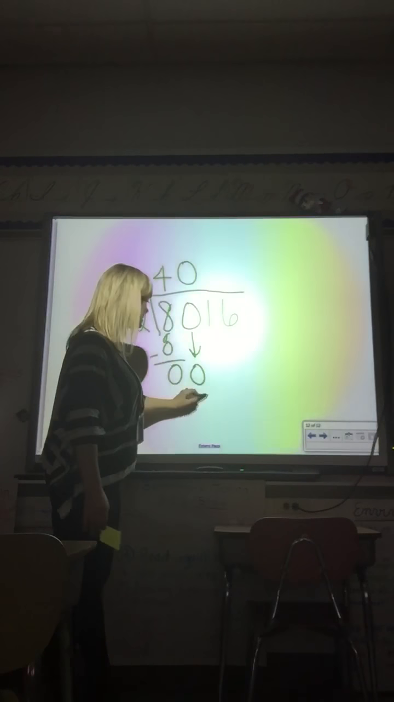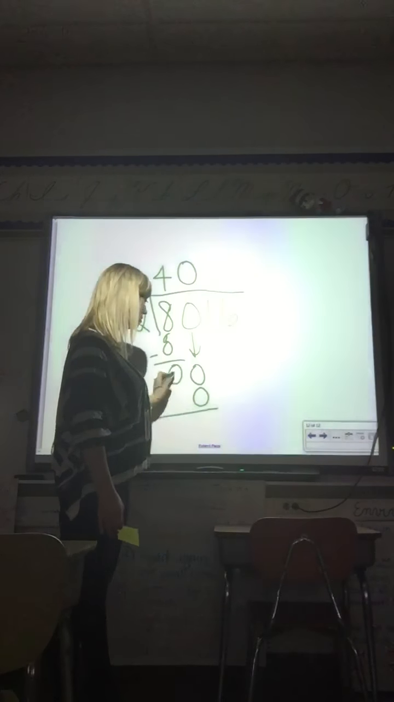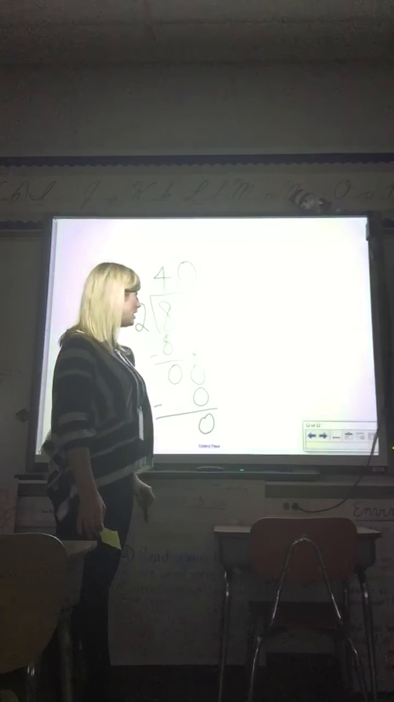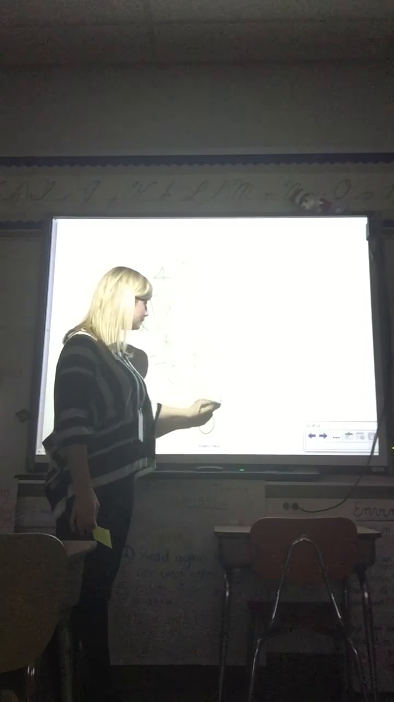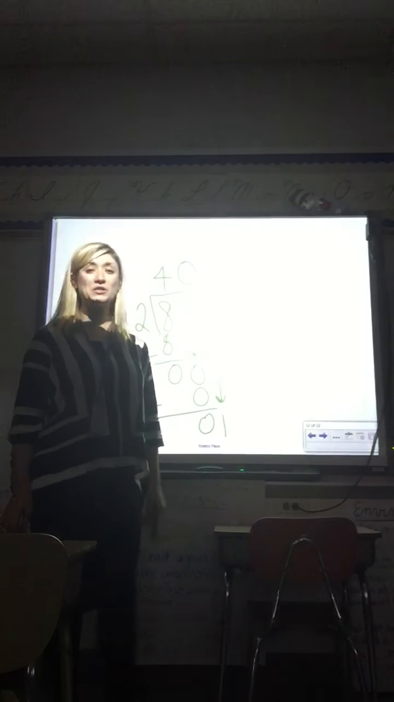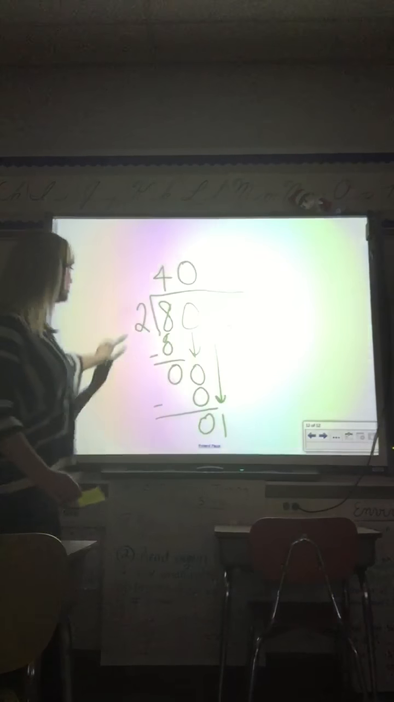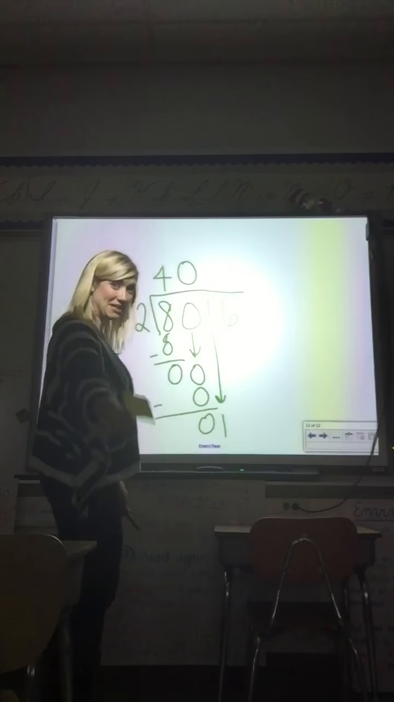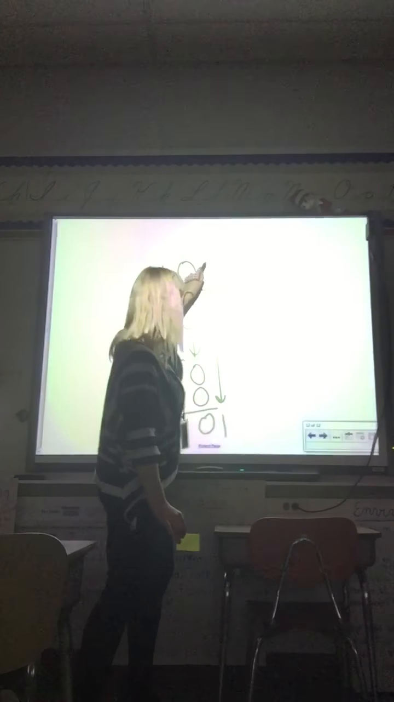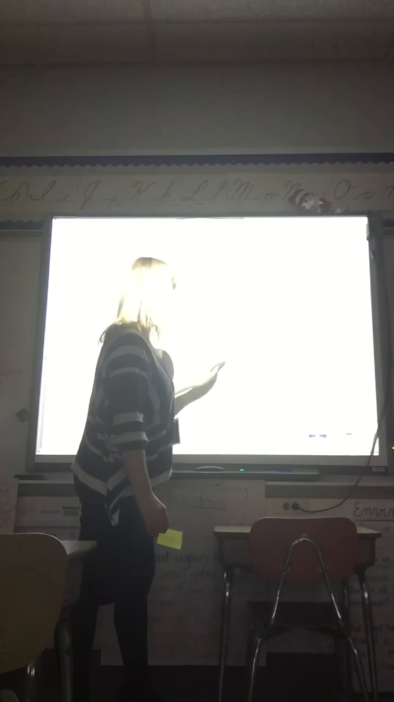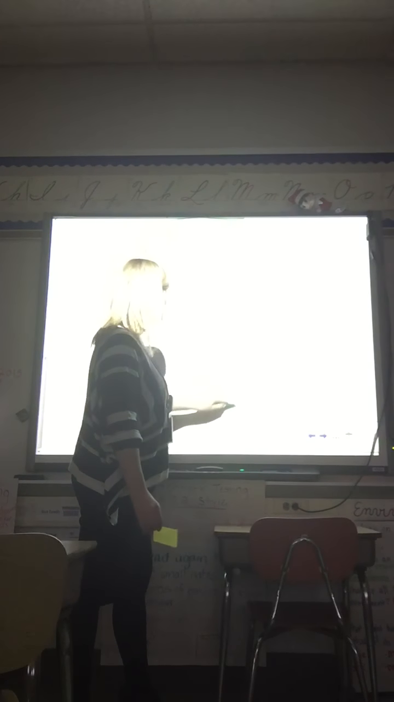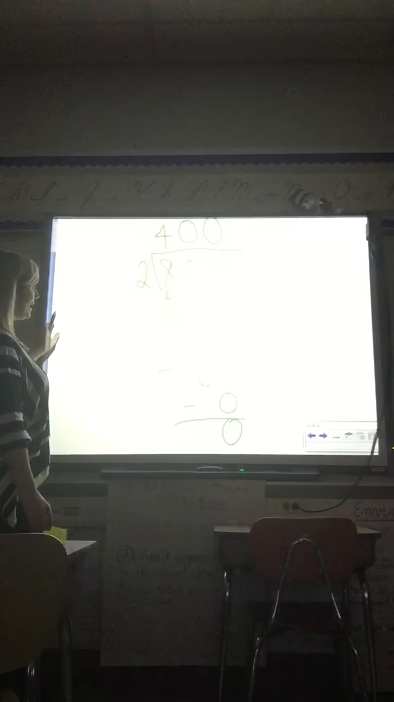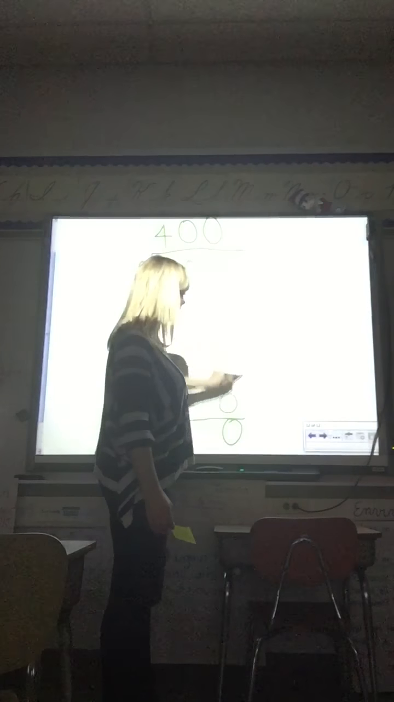0 times 2 is 0. Still getting 0 minus 0, still getting a 0. Now we can pull down our 1. Look what we're still stuck with though, guys. So can 2 go into 1? No, it can't. So we're still stuck here. We still have to put another 0 up there. 0 times 2 is 0. 1 minus 0 is 1. Now, can 2 go into 0? It still cannot. Now we can pull down Mr.